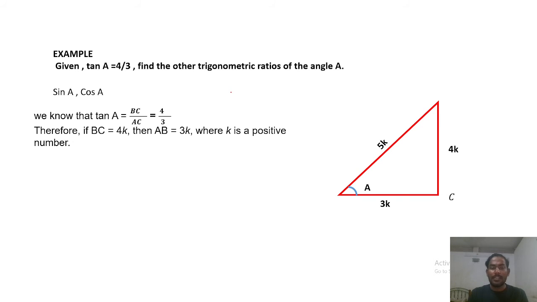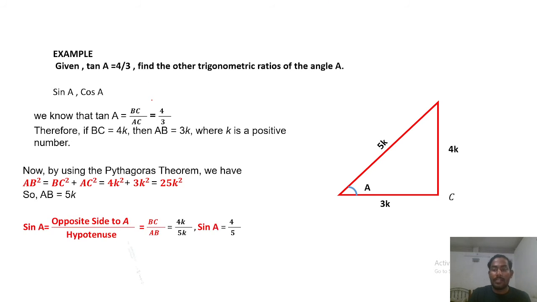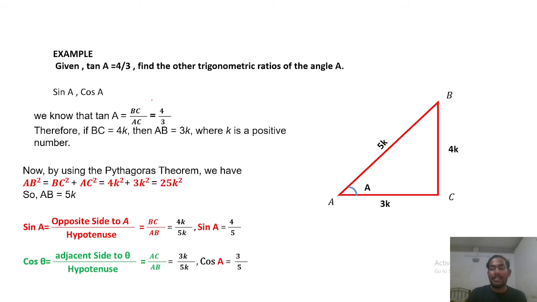Let's understand this. Tan A is equal to BC divided by AC, that is the opposite side of angle A divided by the adjacent side, which is 4/3. So let's suppose the BC length is 4k and the AC length is 3k. Because it is a ratio, we can multiply the numerator and denominator by k, and there is no difference because they cancel out. Let's suppose that k is a positive number.